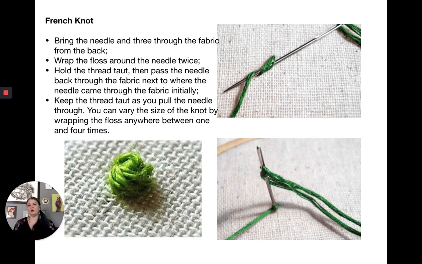But basically what you do is you take the needle and you're going to bring it up through the fabric from the back. So you come up through the fabric, then you wrap the floss around the needle twice, like you can see in this upper image. And then you're gonna hold the thread tight and pass the needle back through the fabric next to where the needle came out, okay? And then you're going to keep the thread tight, hold it taut as you pull the needle back through, and then it gathers those swirls around the needle together to create a French knot. It's hard to explain and it's hard to capture in still photos. So, as I said, this is one you just kind of have to practice.